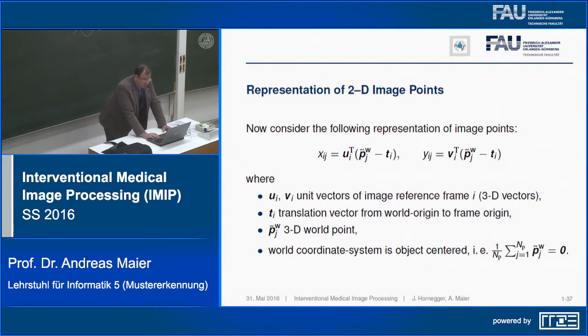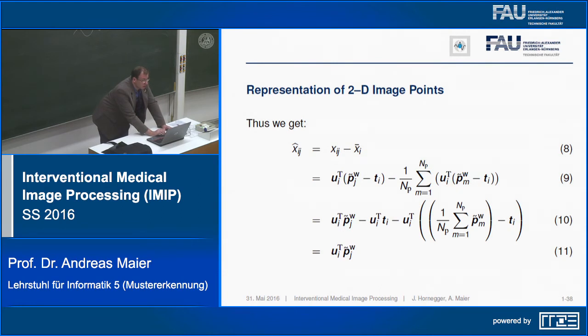Nice. So if we do that, we can easily show that if we have a registered point, this is now the registered point. This is the original observation, and we subtract the mean value. So this is what we put earlier. And if we do that, we can replace this, of course, with the respective projections of the non-registered case, where we have our vector u multiplied with the world point shifted by the translation.